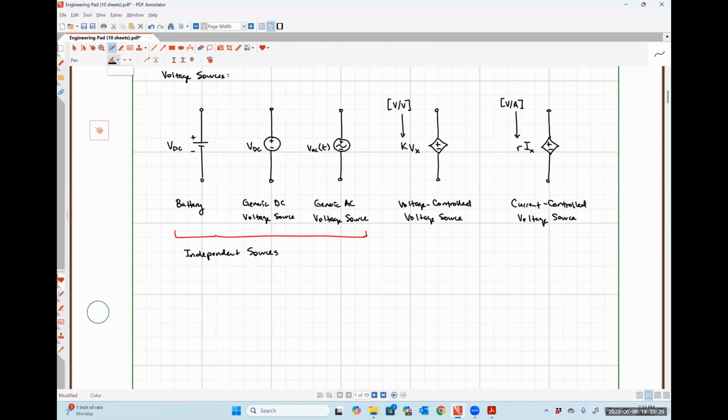So let me recap some things here really quickly, okay? This Vx right here is what we're going to call our controlling variable. And similarly, this Ix is the controlling variable for this current source, or excuse me, for this voltage source. And then this K and this r are going to be our scaling factors. Okay.